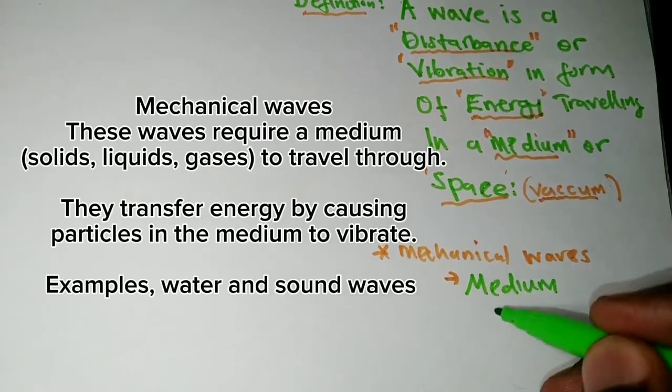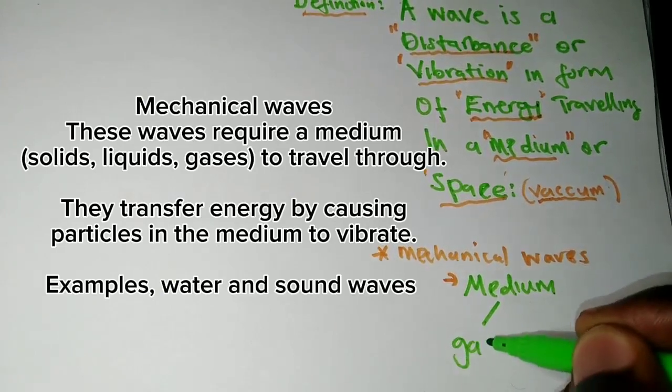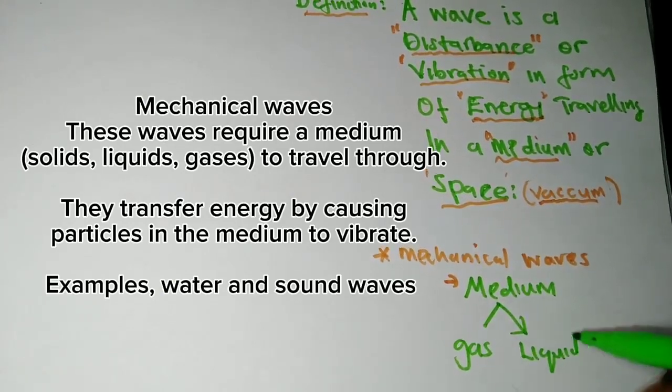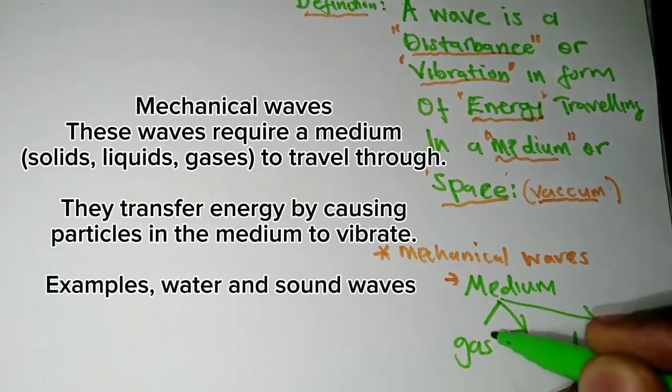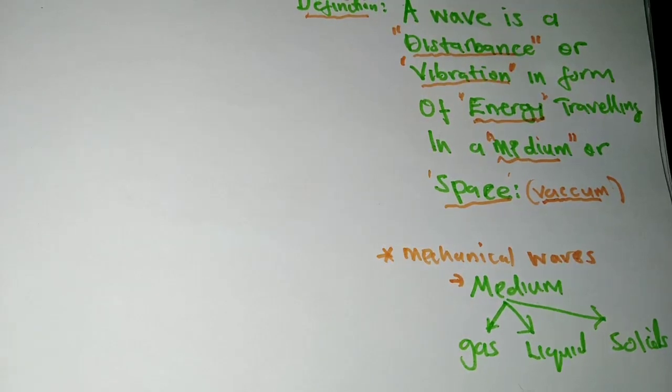When we say medium, we're simply talking about the three states of matter, which is gas, liquid, and also solids. So mechanical waves require a medium to travel through, and we have examples. Let's look at the three states of matter first of all.